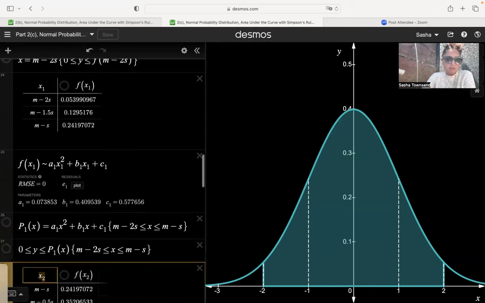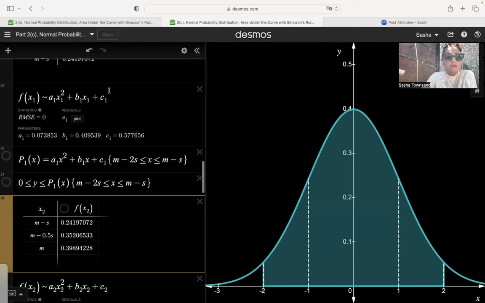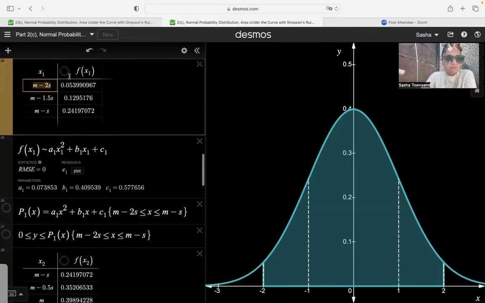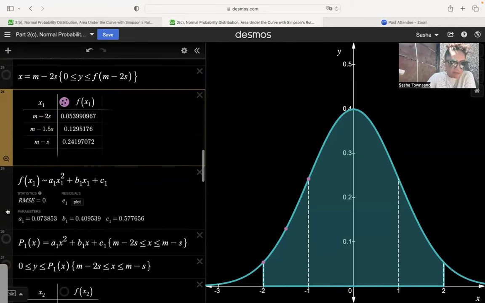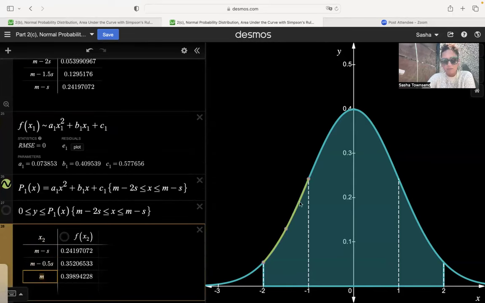So we do the same thing that we did before. Want to plot those points. And so we've got those 3 values there. And that's our polynomial approximating the function there with those 3 points. And you can see that green function is almost identical to the original curve.